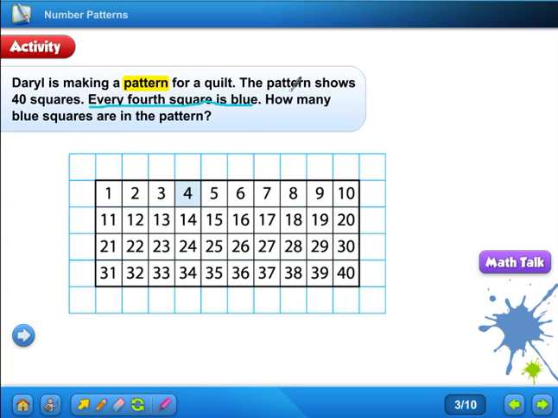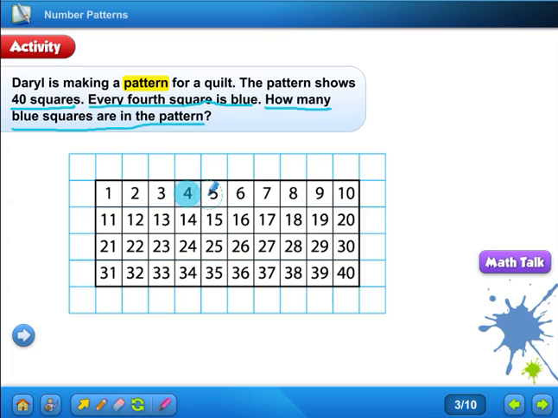How many squares are in the quilt? There are 40. And they have 40 squares. And they want to know how many blue squares are in the pattern. You would have to obviously figure this out before you started making your quilt because you would want to make sure that you have enough blue squares.